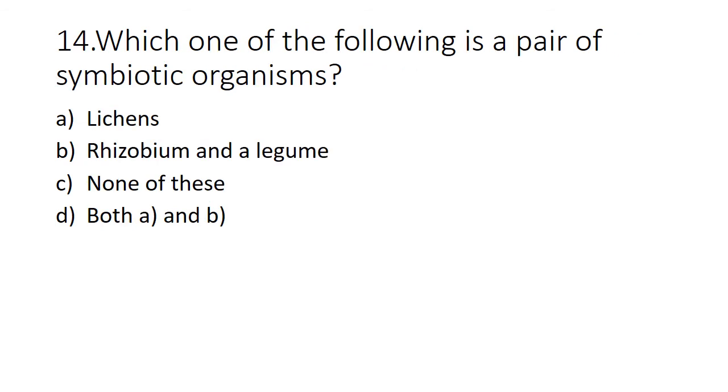Which one of the following is a pair of symbiotic organisms? A. Lichens, B. Rhizobium and a legume, C. None of these, or D. Both A and B. So the correct answer is option D. Both A and B. Lichens, rhizobium and a legume, all these are symbiotic organisms. Let's move on to the 15th question.